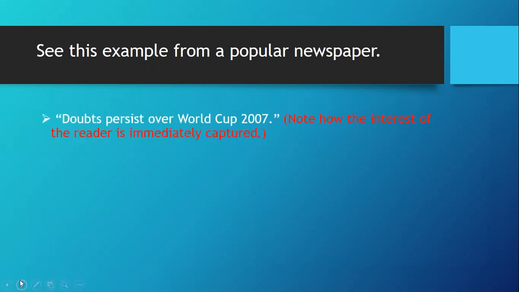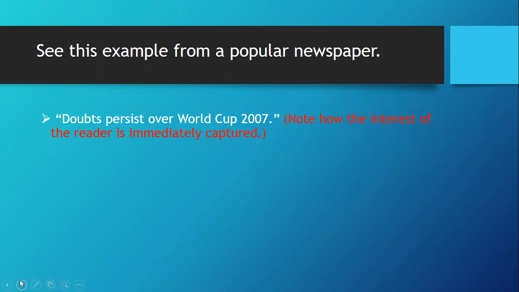The red is the notice, my writing, right? The white is the actual text. Doubts persist over World Cup 2007. For those who are not interested in a World Cup or any sport, they're not going to read this, right? But people who are interested in sports, I'm just using this as an example.